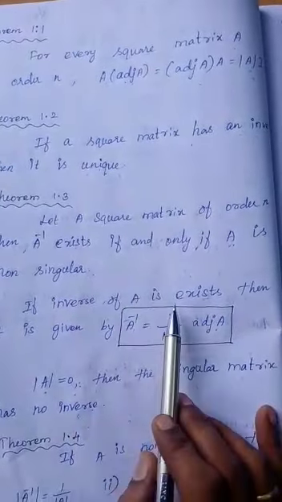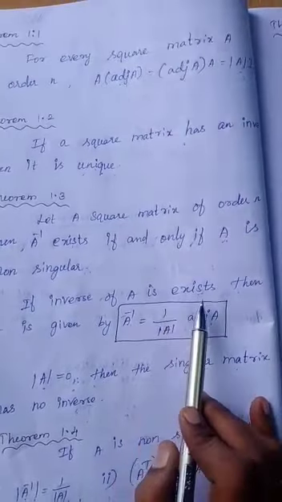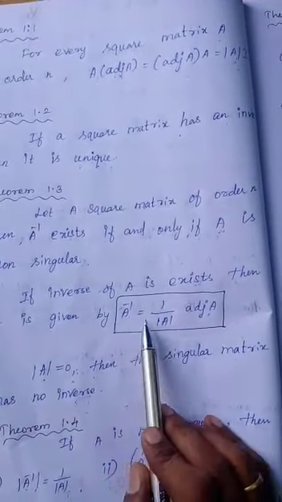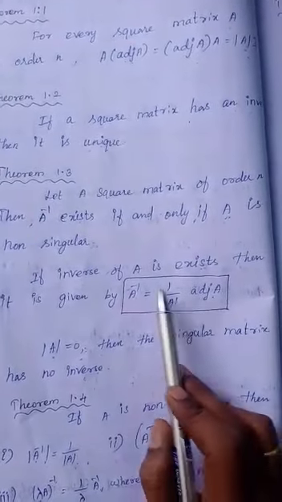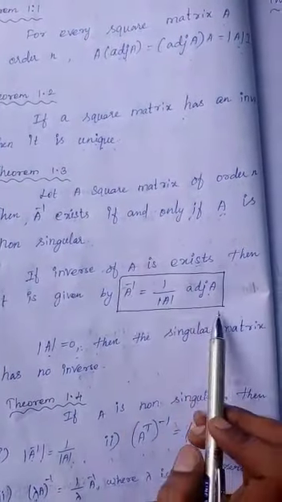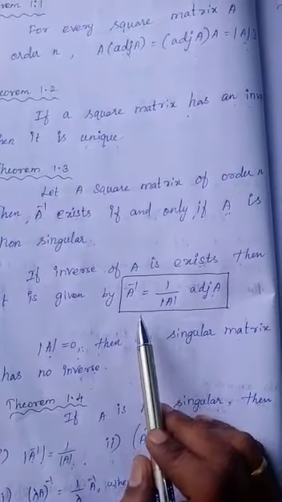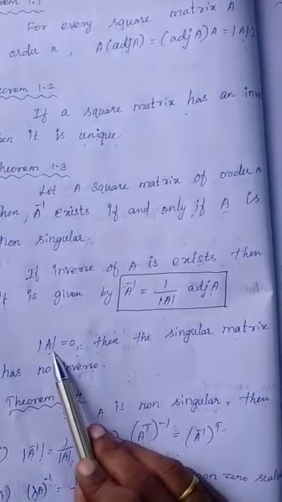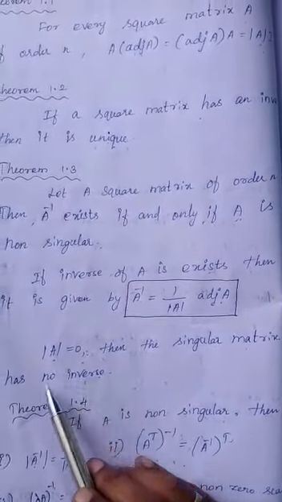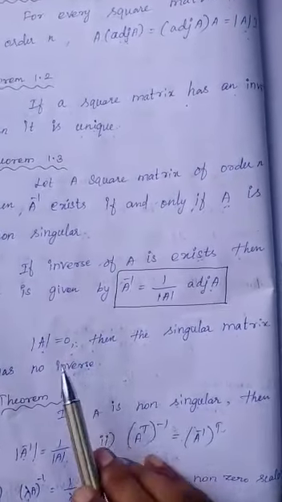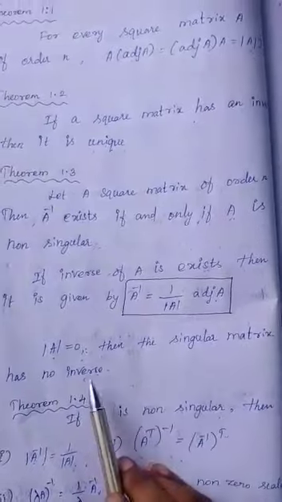If the inverse of A exists, then it is given by A inverse equals 1 by determinant of A into adjoint A. This is the formula for finding the inverse of the given matrix. Next, if the determinant value is equal to 0, then the matrix is called a singular matrix. So a singular matrix has no inverse.